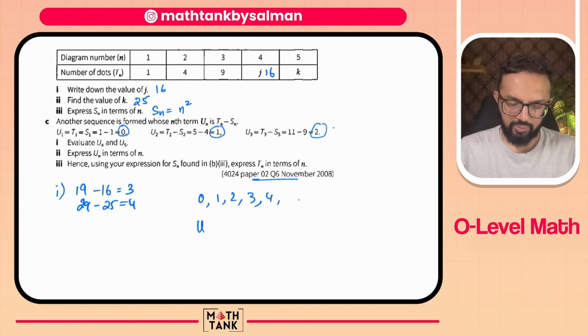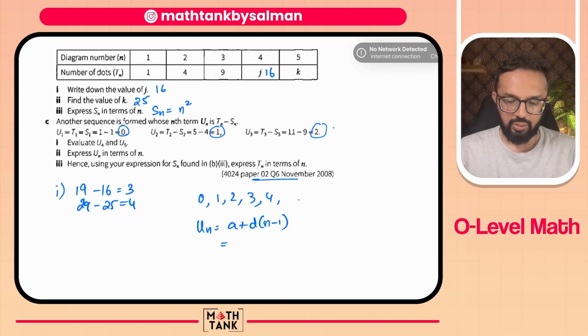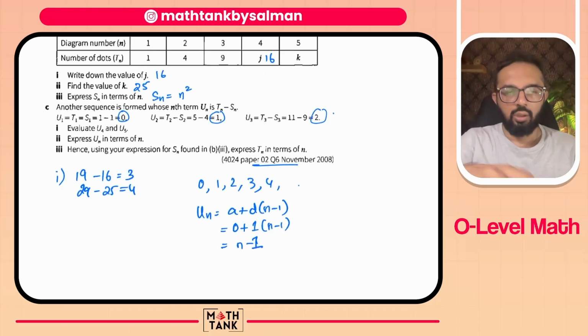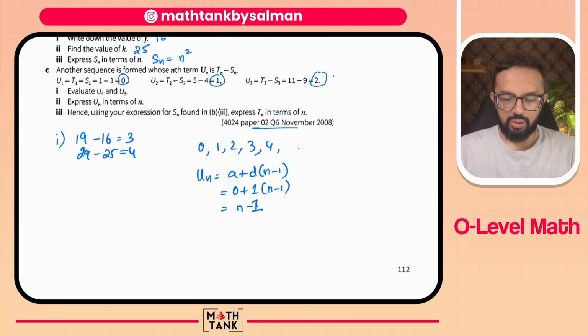Can I express un? So this looks like a linear sequence. I'm going to write a plus d times n minus 1. Okay. So a is 0. What is the common difference? Well, that's basically just n minus 1. I think my screen seems to have frozen. Okay, so just n minus 1 then. Let me just write that down properly. N minus 1, because it's just 1 times n minus 1.